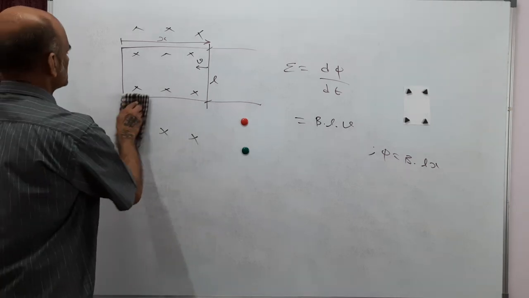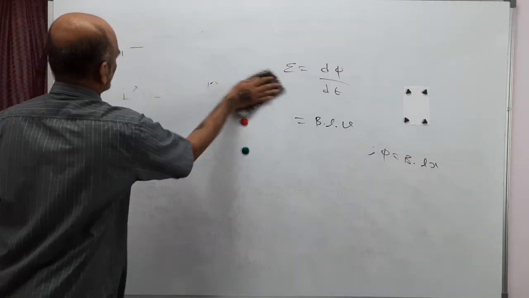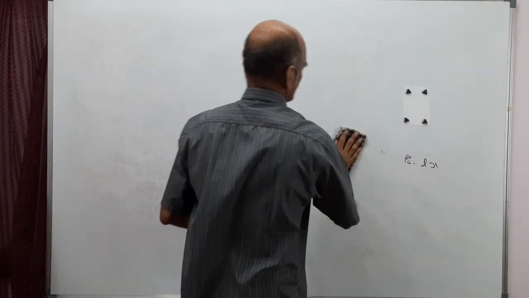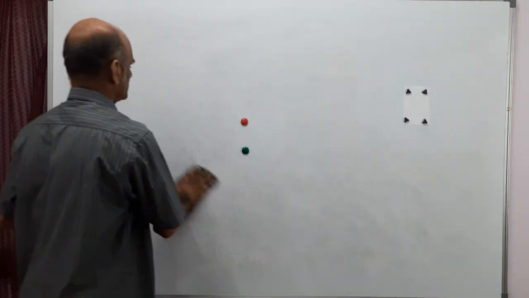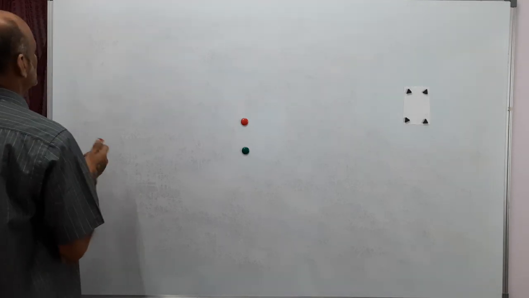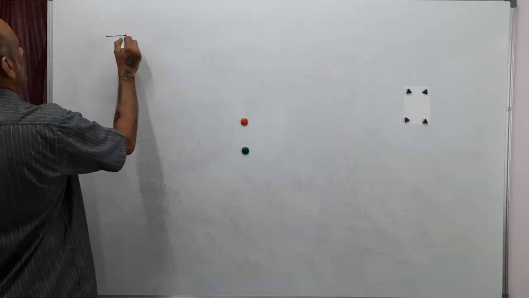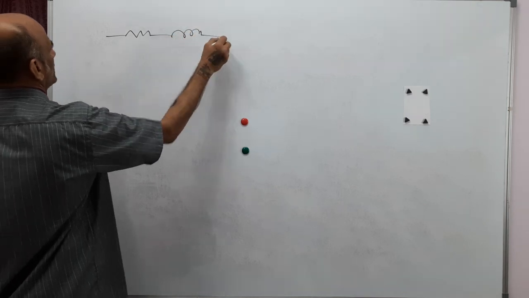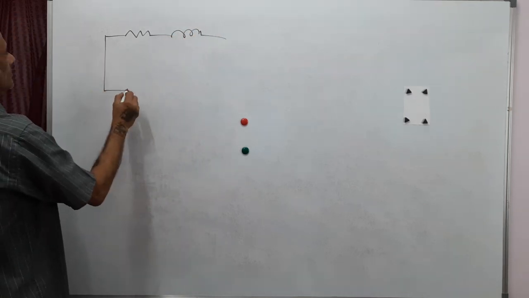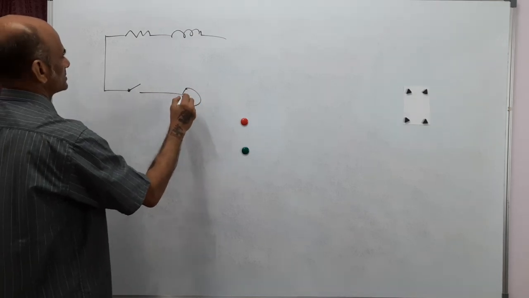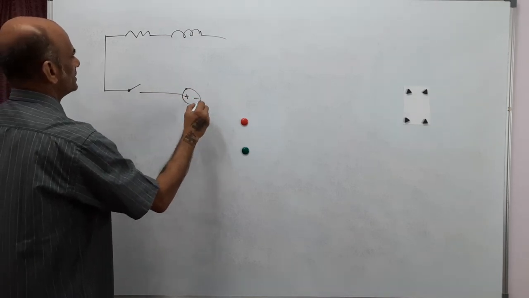Another basic concept is LR circuit transient. Suppose I have a circuit like this, resistor and an inductor, and there is a switch here and a DC source of EMF E.